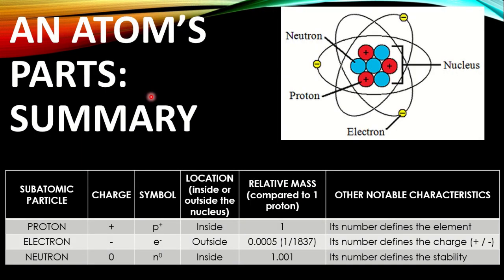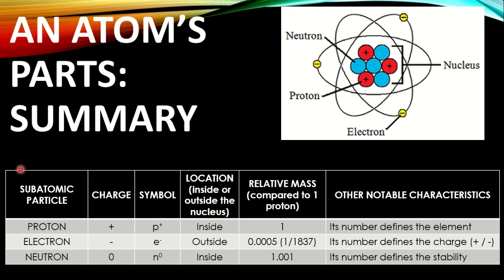Now, this is the summary. This is your atom. The atom is composed of the proton, electron, and neutron. The proton and the neutron can be found inside the nucleus. The electrons can be found outside, orbiting the nucleus.